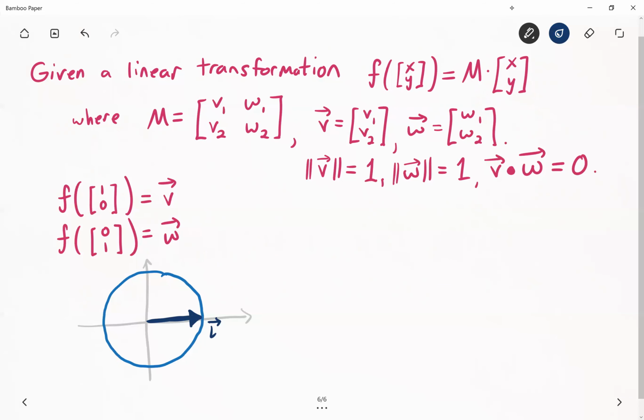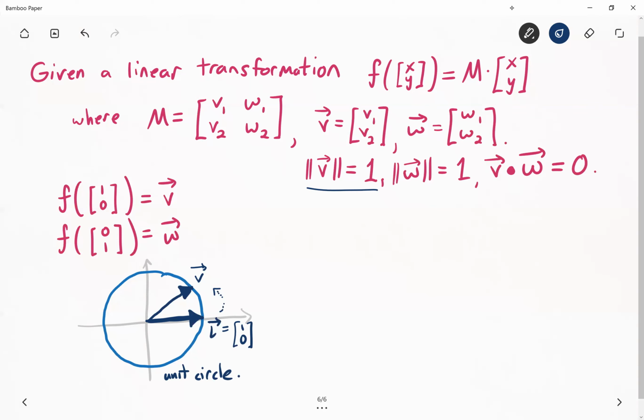And let's say that it gets sent to the vector V. And if this blue circle is the unit circle, I know I can graph that vector V. It starts at the origin and it also coincides with the unit circle. And again, because we're only talking about unit vectors here, the length of V is equal to 1. And I, the basis vector 1, 0. So all these vectors are placed as seen here on the unit circle.